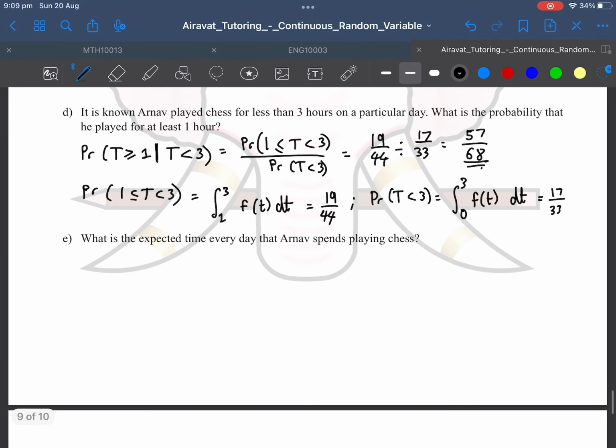Alright, what is the expected time every day that Arnav spends playing chess? So E(t) equals the integral from 0 to what's our upper bound? The upper bound is going to be our maximum, the last value of the domain, and it's going to be the value of k, which we found to be 25/3, of t times f(t) dt. Again, this t over here is the same as the t inside this bracket. If this was t squared, this would be t squared, and so on and so forth. So just remember that. And this will give you an answer of 3.220 hours.